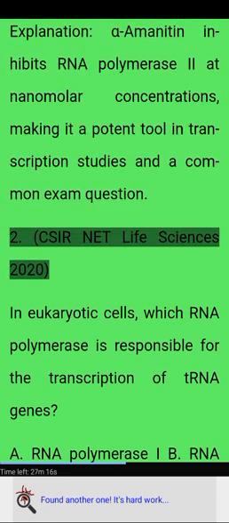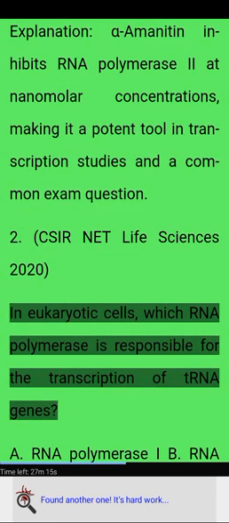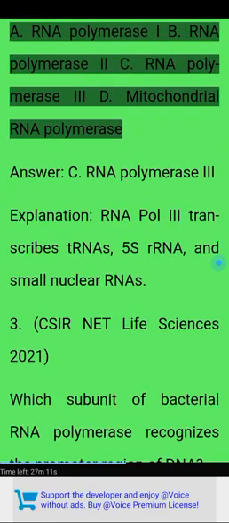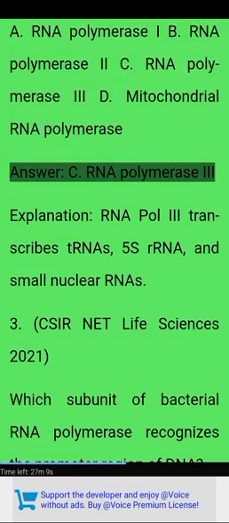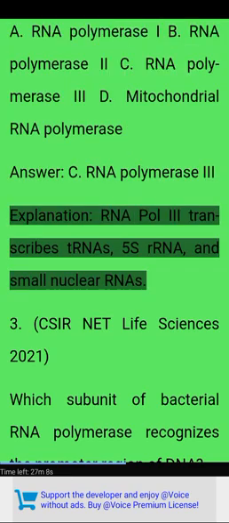2. CSIR-NET Life Sciences 2020. In eukaryotic cells, which RNA polymerase is responsible for the transcription of tRNA genes? A, RNA polymerase I. B, RNA polymerase II. C, RNA polymerase III. D, mitochondrial RNA polymerase. Answer: C, RNA polymerase III. Explanation: RNA Pol III transcribes tRNAs, 5S rRNA, and small nuclear RNAs.